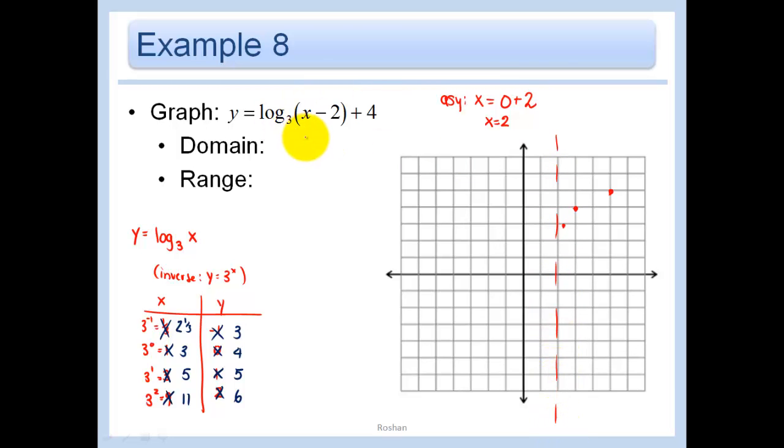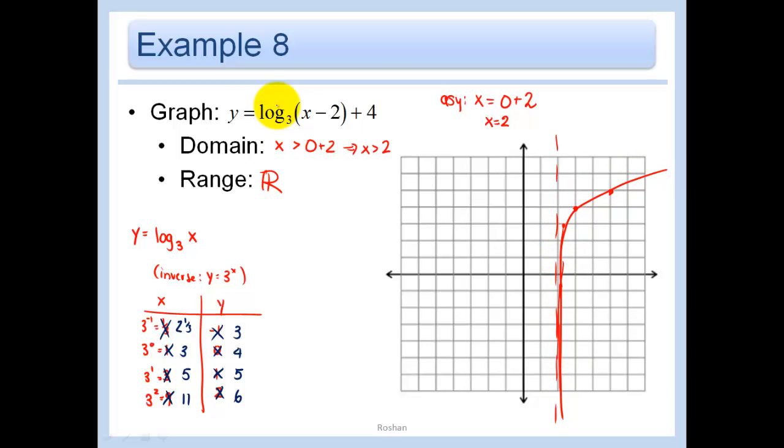And so my domain, it used to be x is greater than 0, but now I've shifted everything 2 units. So I just have x is greater than 2. My range was all real numbers. So even though I shift it 4 units up, it's not going to change from all real numbers, right? And so that is my graph. I just have to keep in mind the asymptote there. The asymptote's very important in drawing your graph.